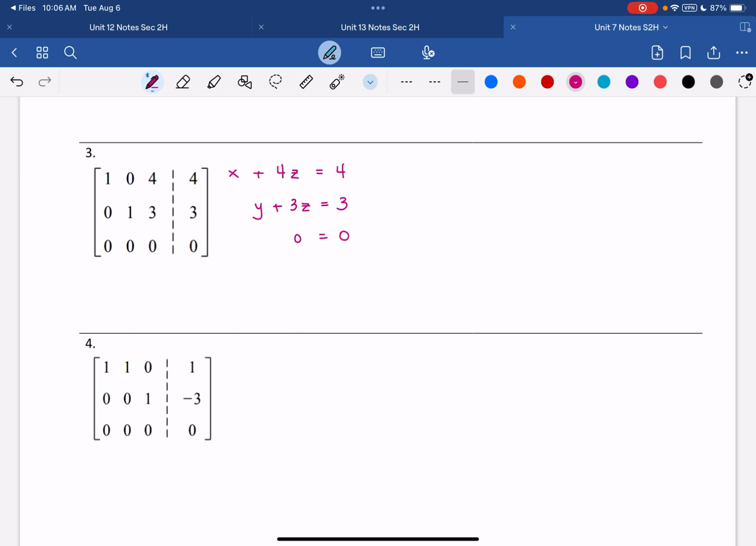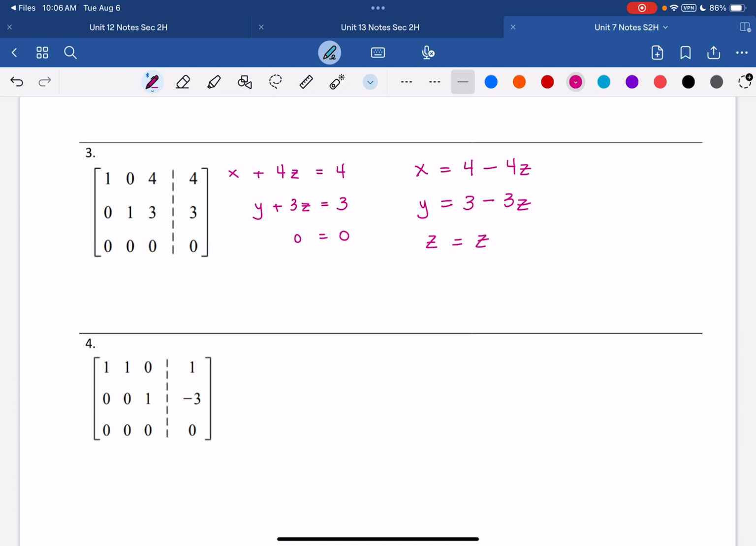If we knew what z was, we could figure out what y equaled, and we could figure out what x equaled. So we can define this in terms of z. If I were to solve my top equation for x, I could get x is equal to 4 minus 4z. My middle equation would become y equals 3 minus 3z. And then once I know what z equals, I'm good. So you tell me what z equals, I can solve the whole thing. So this has an infinite number of solutions.